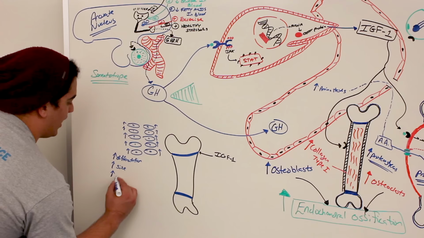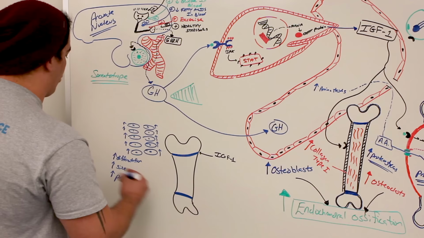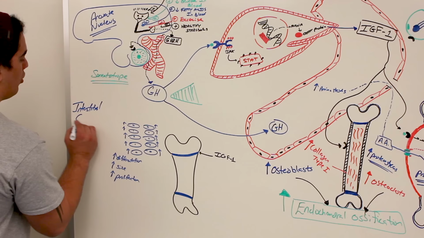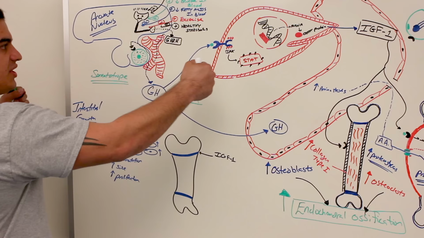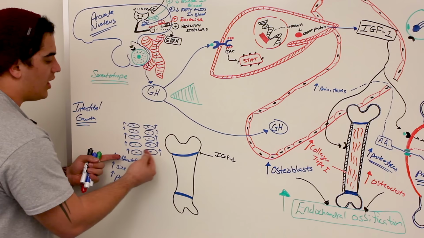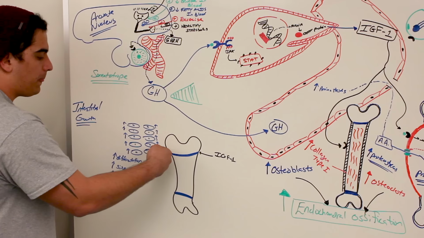Why are we doing this? Because you know what's called interstitial growth? You have what's called interstitial growth of the bone, right, where it's increasing in length. Because you have appositional, which is increasing in width, and you have interstitial, which is increasing in length. What growth hormone is doing is it's causing these chondrocytes, or chondroblasts really, to start proliferating. Well, actually, they get bigger in size, they hypertrophy.